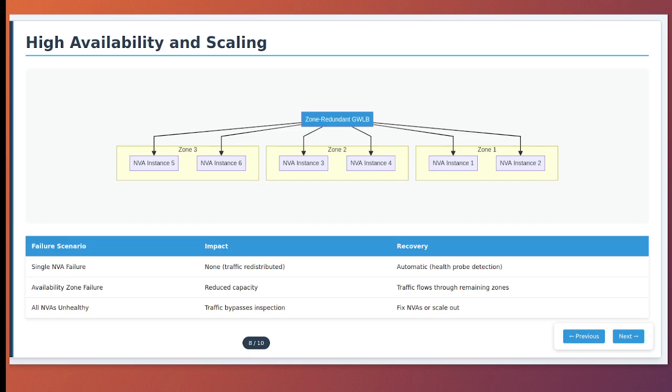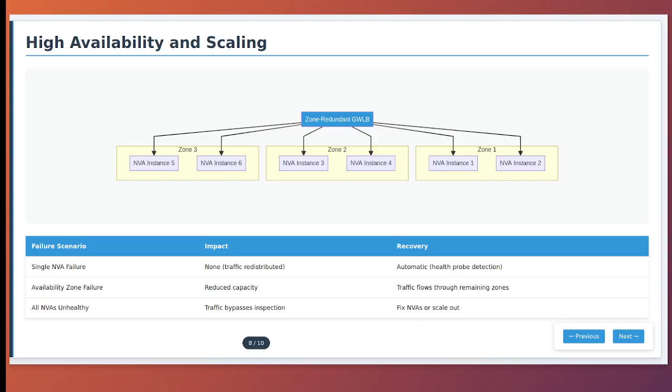The failure scenarios table I'm showing lists common failure modes and how GWLB handles them. Single NVA failure: traffic redirects to healthy instances within seconds. Availability zone failure: if you have distributed NVAs across zones, traffic continues flowing through NVAs in healthy zones. GWLB itself fails: extremely rare due to zone redundancy, but if it happens, traffic bypasses inspection and flows directly, fail-open behavior.